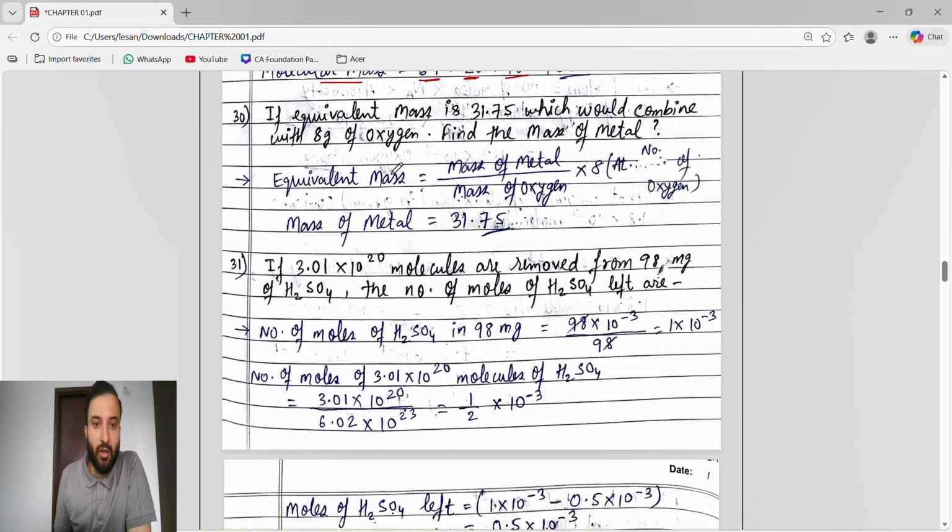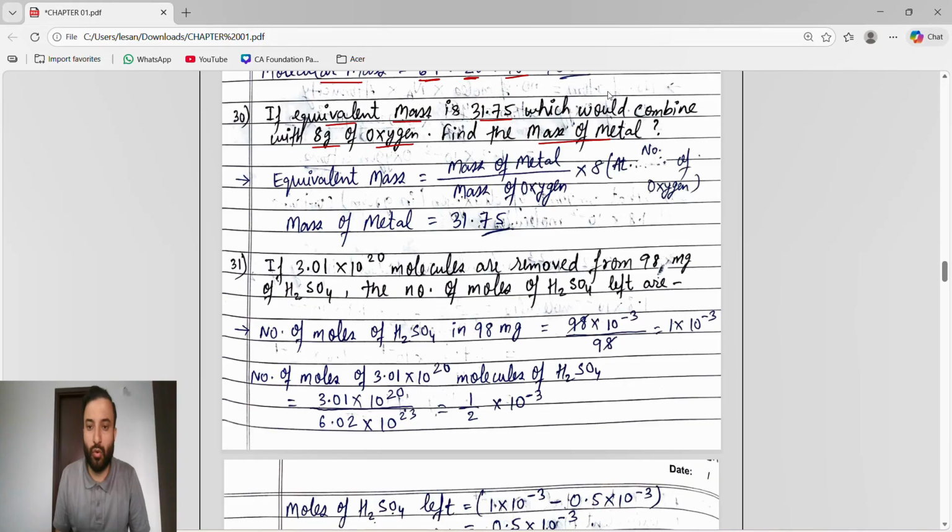Okay. Now see, the equivalent mass is given as 31.75, which would combine with 8 gram of oxygen. Find the mass of metal. Guys, here we have to just find the mass of metal. But what is the formula we studied for finding the mass of metal? Yes, mass of metal is nothing but equivalent mass into valency.